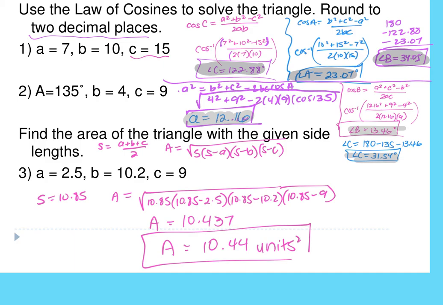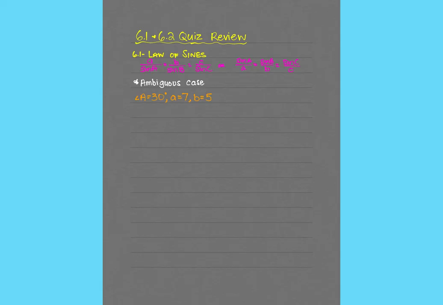Questions? Okay, so I want to go over at least one of those law of sines problems where it's an ambiguous case, so we're going to do that together.